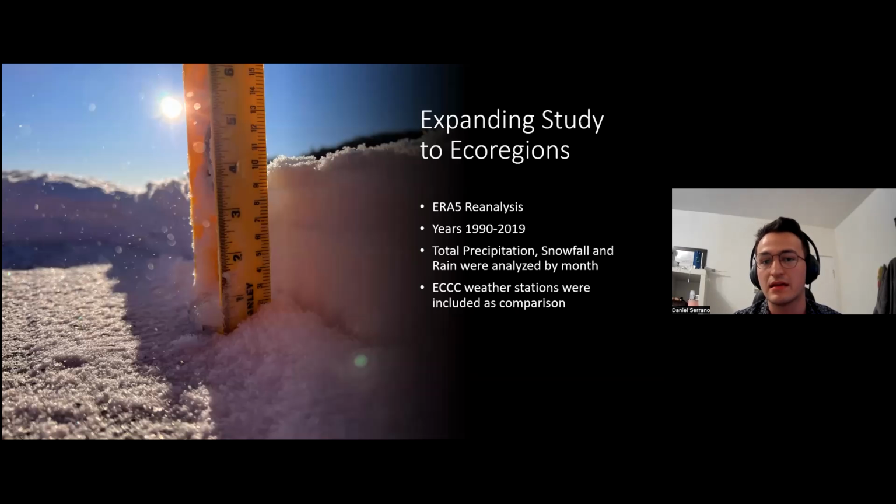So now expanding the spatial region and then shortening the temporal. Now we're looking at those ecoregions that I showed you earlier, and as well using mostly ERA5 reanalysis data to perform the analysis. The analysis incorporates years from 1990 to 2019, and the variables that I looked at were total precipitation and snowfall, and rain was thereby calculated by the difference of the two.